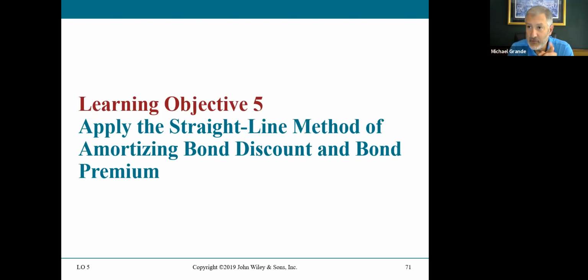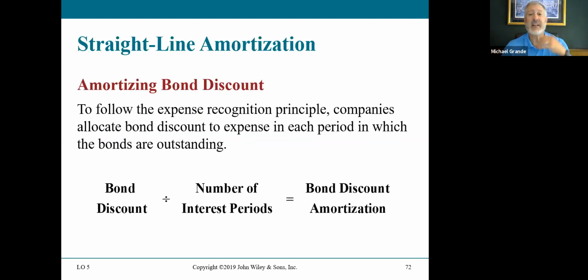You're supposed to use the effective interest method if it's materially different than the straight line method. The effective interest method is GAAP, but we're not going to bother with that one. It's a little too complex for financial accounting. It's an intermediate accounting concept. But working with the straight line method at least illustrates the process that's used to amortize premium and discount.